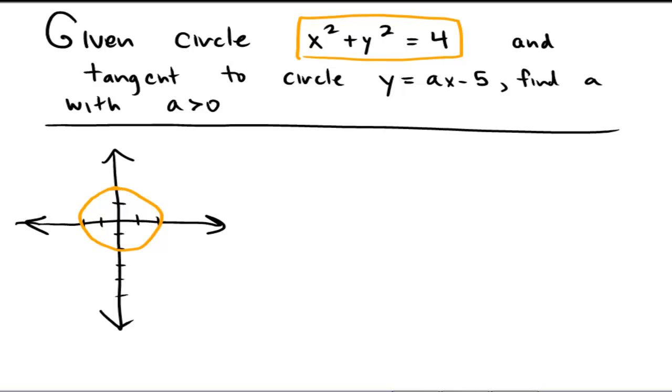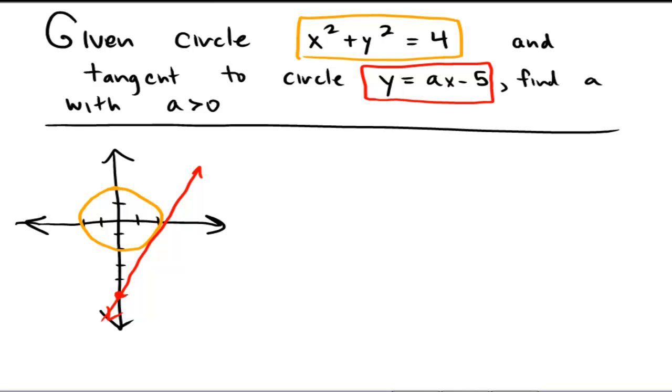Okay, next, the tangent line is supposed to be y equals ax minus 5. So it has a y-intercept of negative 5, sorry. 1, 2, 3, 4, 5. And we're asked to find the line which has a slope that is larger than 0. So we're going to be talking about this particular tangent line right there. Okay, so now let's start working on the problem.